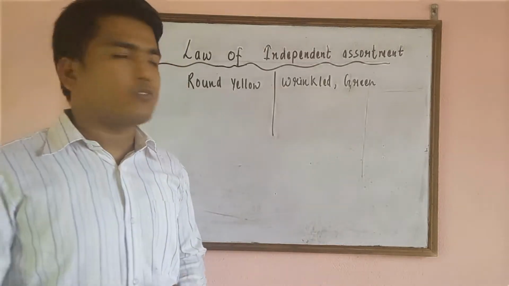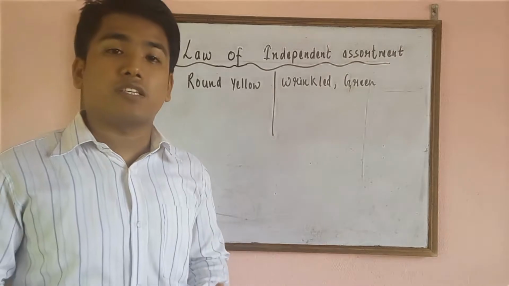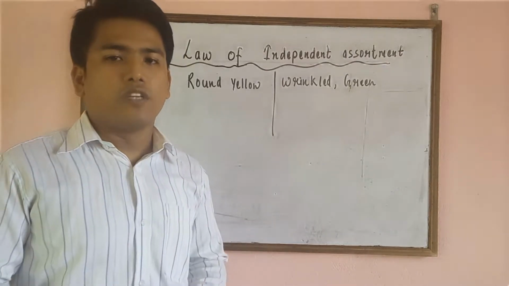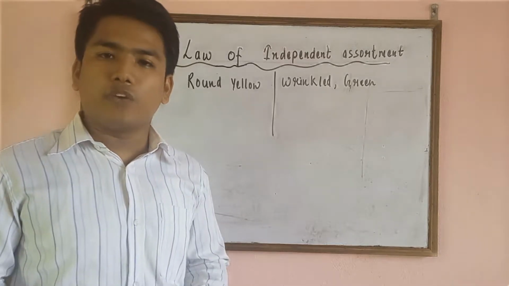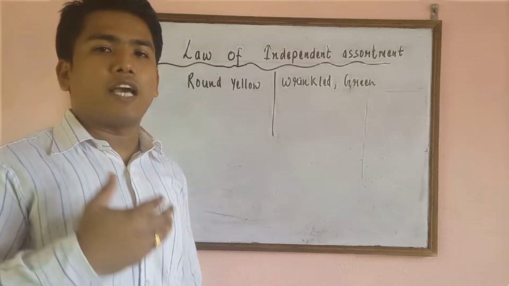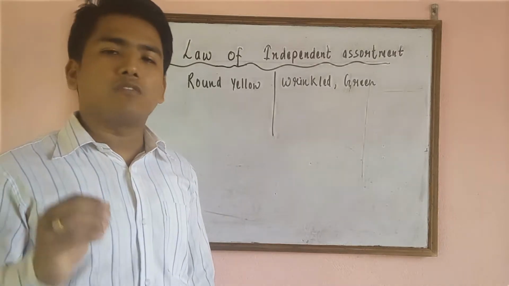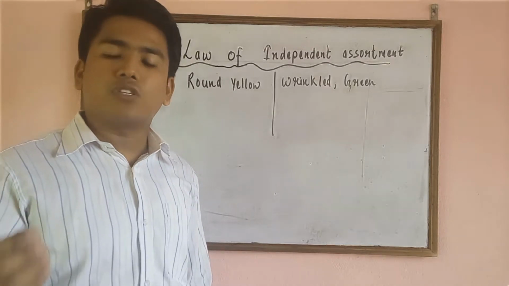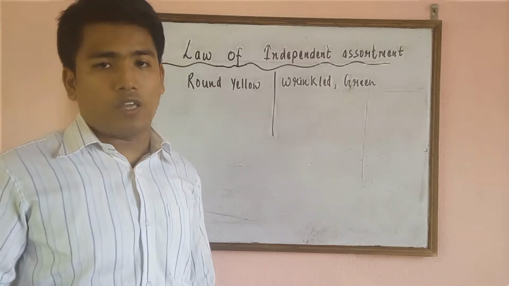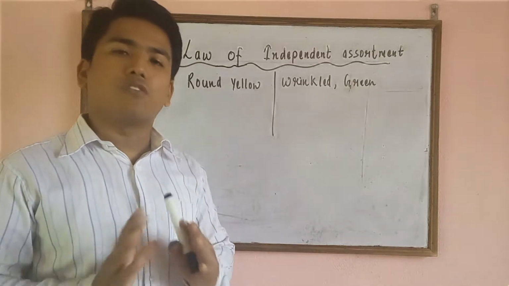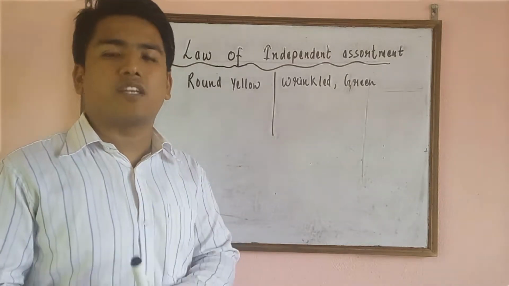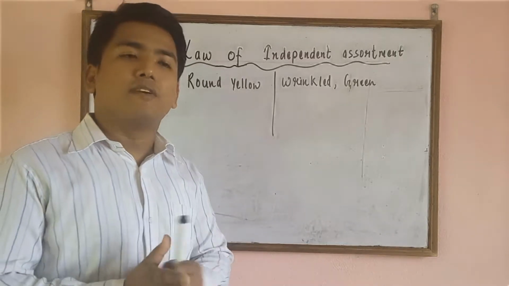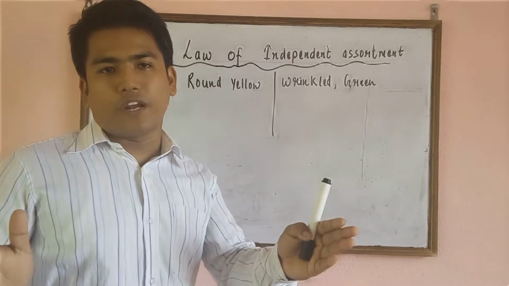What this law of independent assortment tells us is that the characteristics of plants and humans are independent. For example, if a human has brown eyes and black ears, it is not necessary that his children who have brown eyes must have black ears, because these two characteristics are different. So during gamete formation, all the characteristic alleles may have different patterns.